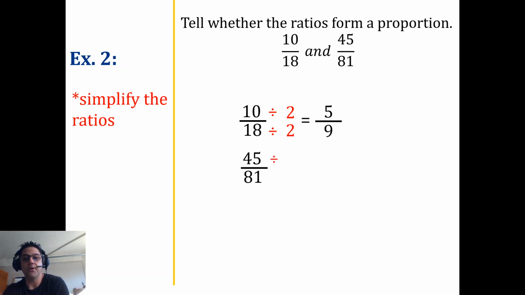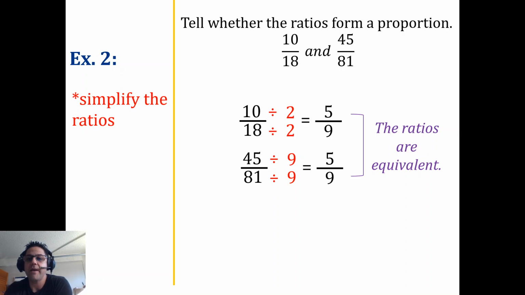45 and 81 can both be divided by 9. And what do you know? It does give me 5 over 9. So therefore, since they are equivalent, those two ratios form a proportion. Again, I don't really like the yes. I would personally say that they are proportional because they form a proportion.